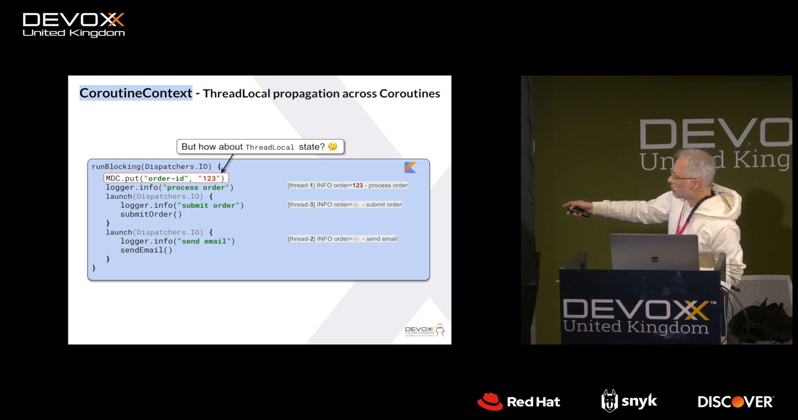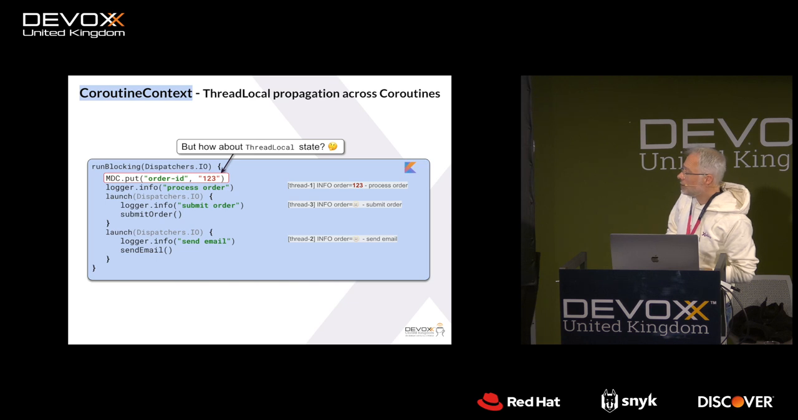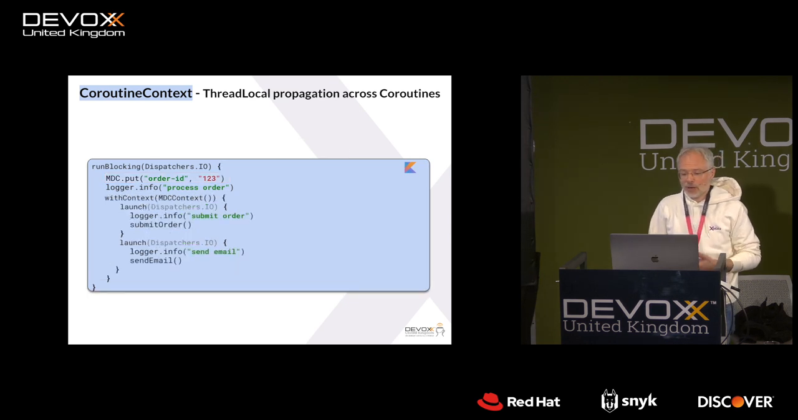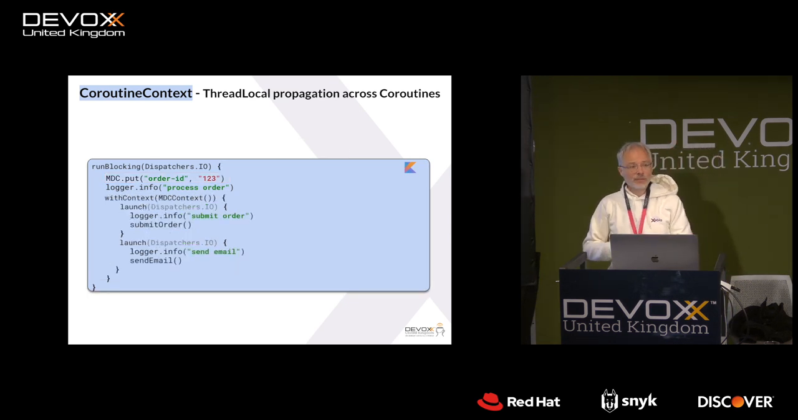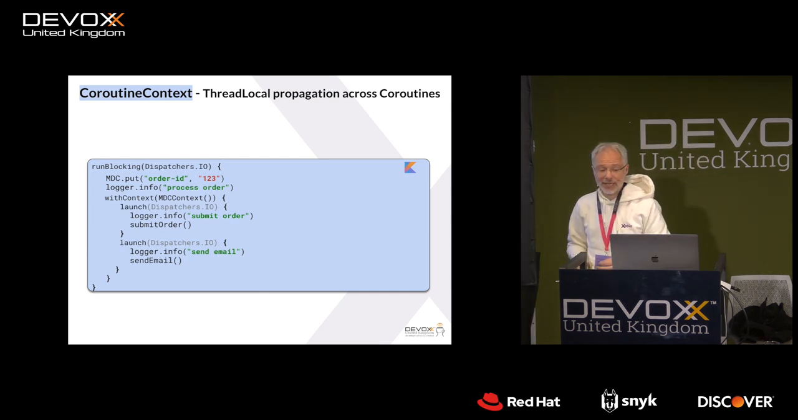So here, say order ID, it could still find it, but here, because another thread would be used, the particular order ID would not be available. Also here, coroutines came up with a nice solution to allow you to bridge thread local state with coroutine state.